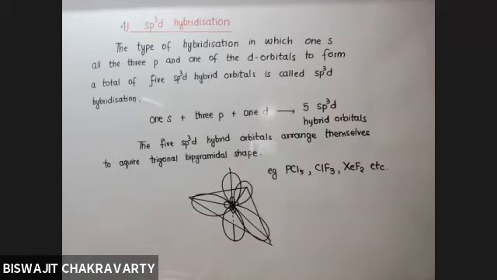Sir, are all the hybrid orbitals of the same shape? Yes, that's one of the important criteria of hybridization, that the hybrid orbitals which are produced are of equal shape, size and energy. All of them are equal in size. Okay, sir.